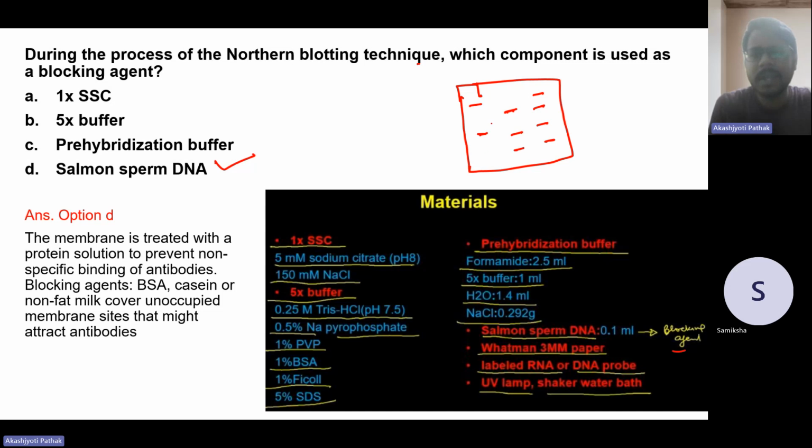So this DNA will bind to the regions of the membrane which are free, and once you add the probe, it will only bind to your target sequence, and it will not bind to the other regions of the membrane. So this option is actually wrong. BSA, casein or non-fat milk is actually used for Western blotting, not Northern blotting. For Northern blotting, you need salmon sperm DNA as the blocking agent.